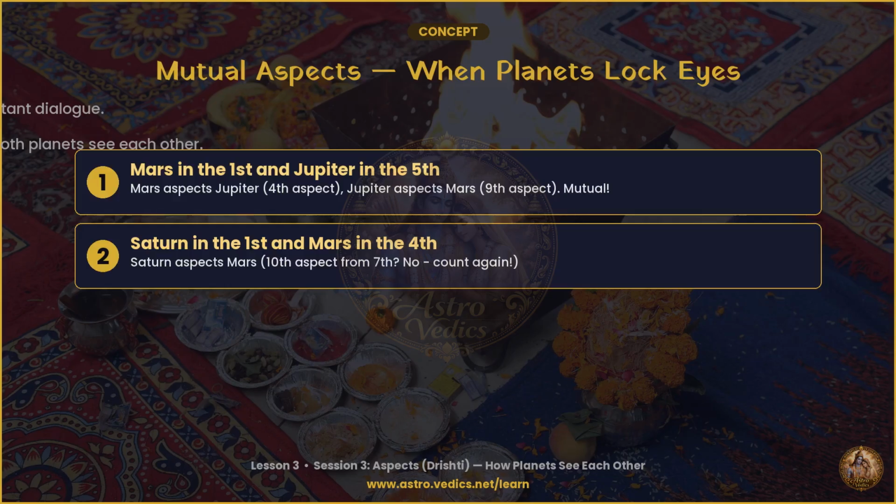But the special aspects create interesting mutual aspects too. For example, Mars in the first and Jupiter in the fifth. Mars aspects Jupiter, fourth aspect. Jupiter aspects Mars, ninth aspect. Mutual. Saturn in the first and Mars in the fourth. Saturn aspects Mars, 10th aspect from 7th? No, count again. Always count carefully from the planet's actual position.